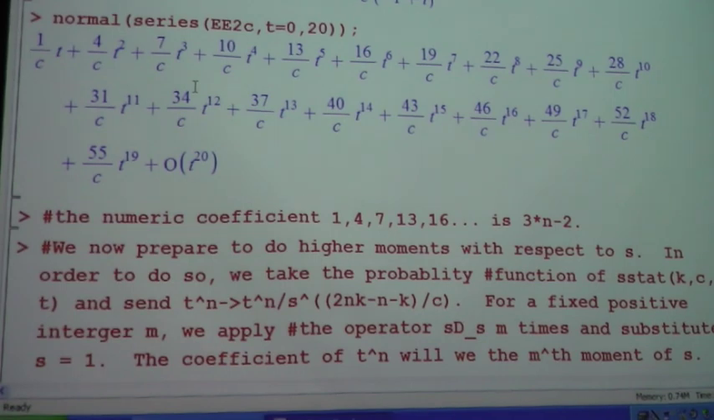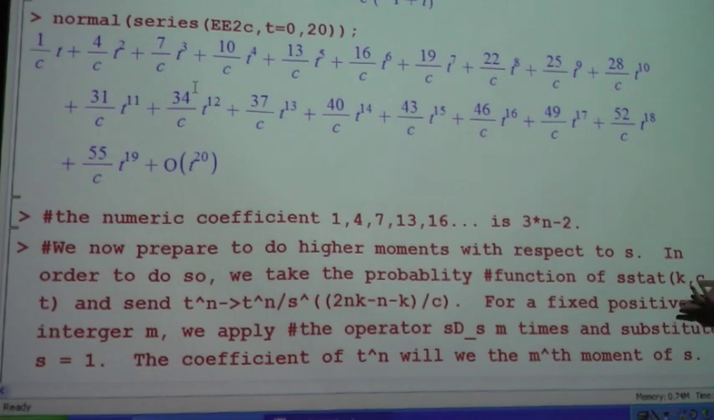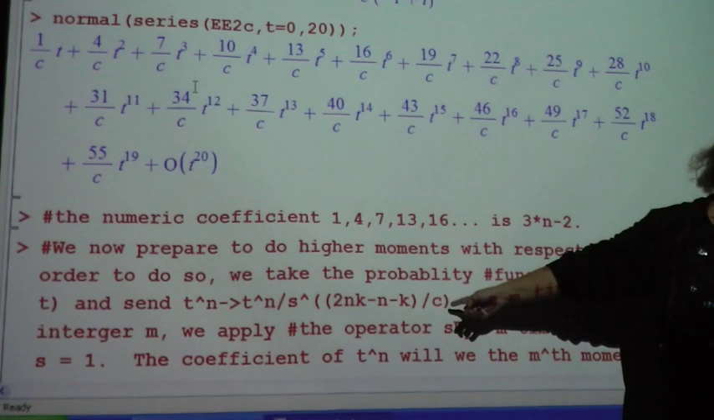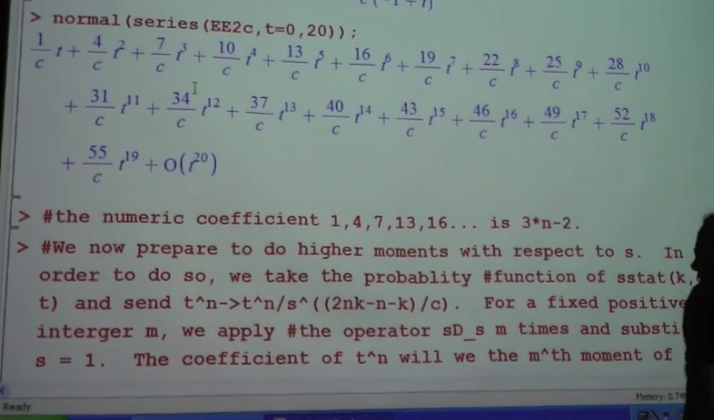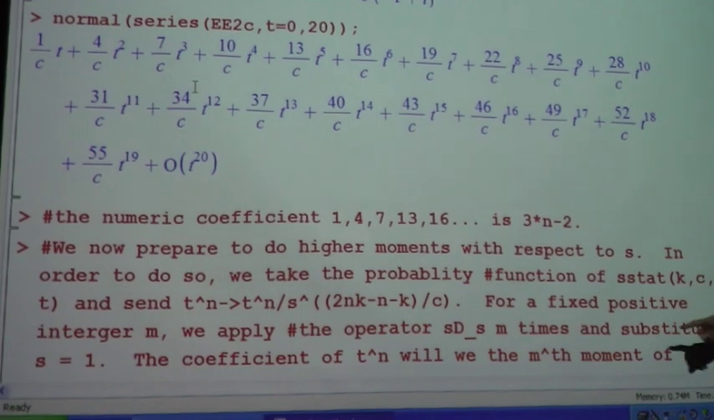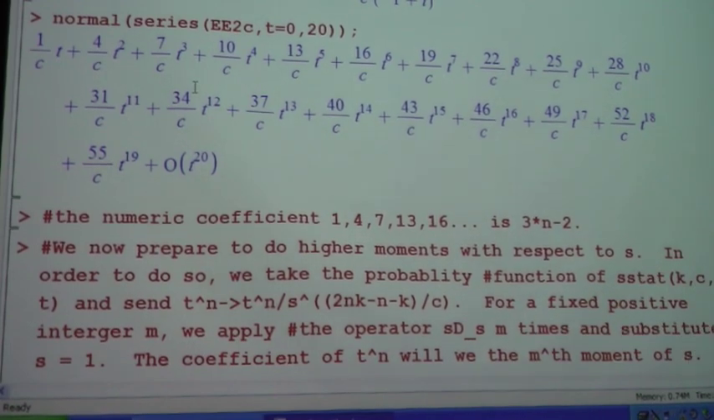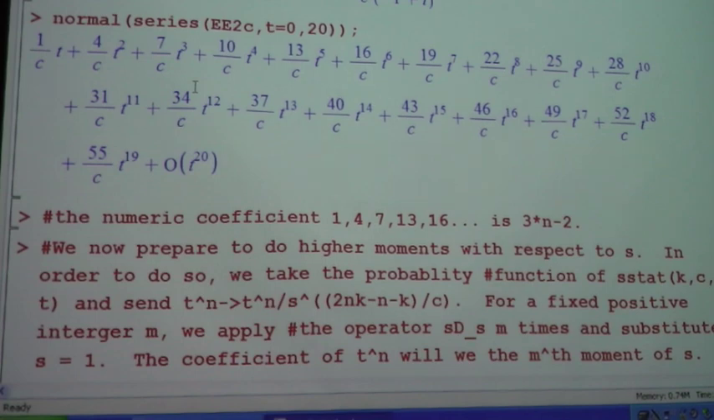And now if you want to do higher moments, I'm going to do higher moments about the mean. So we have to manipulate the variable a little more. So you basically send the variable to this. This is the answer. This is our expected value. Divide by our expected value. And then you choose the SBS operator. And you let S be equal to 1, and you look at the coefficients.